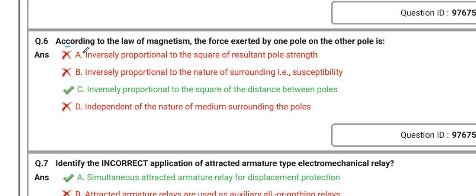The next, sixth question is: according to the law of magnetism, the force exerted by one pole on the other pole is? So you know that if two poles are there, then we can use the formula F equals mu naught upon 4 pi, m1 m2 upon d square. Okay, so between two poles, we know that force is inversely proportional to the square of the distance between the poles. Force equals mu naught upon 4 pi m1 m2 upon d square. So it is inversely proportional to d square.